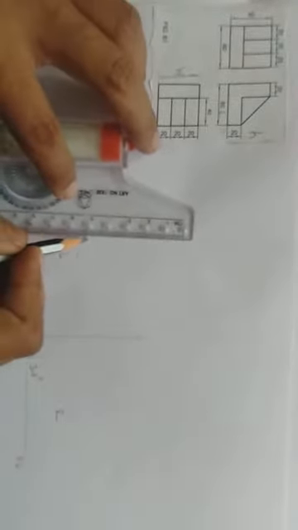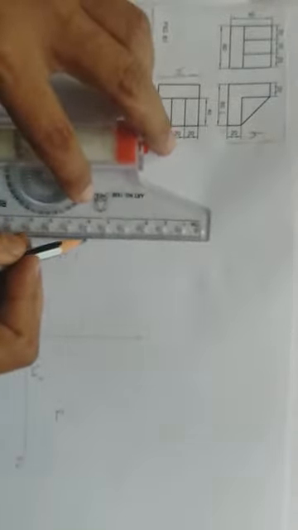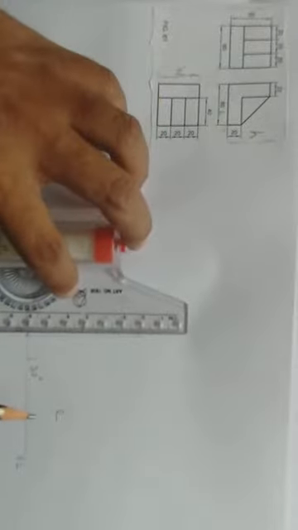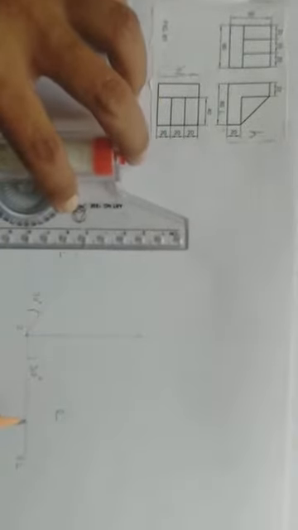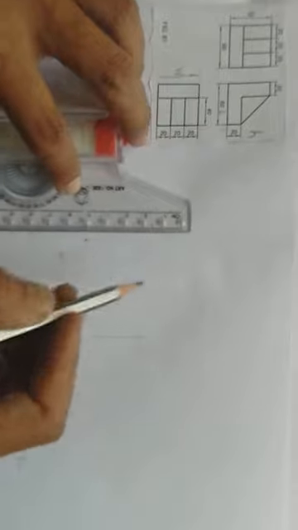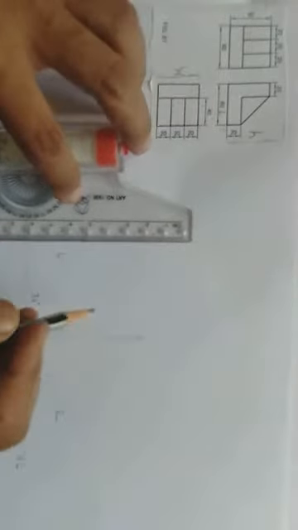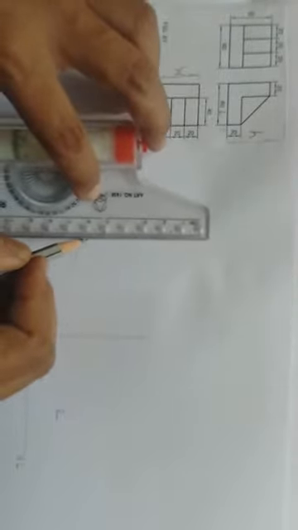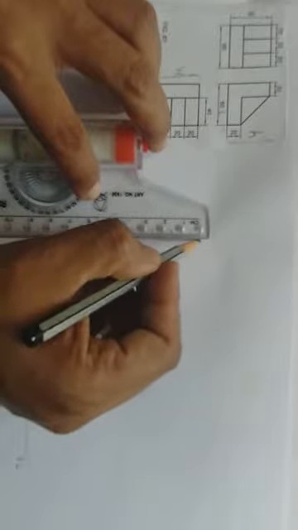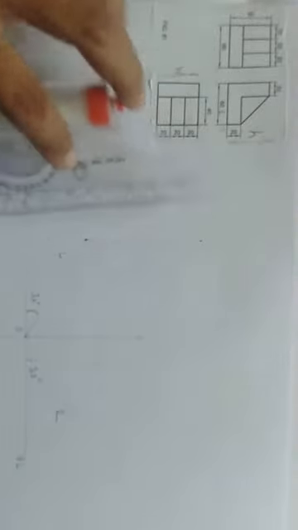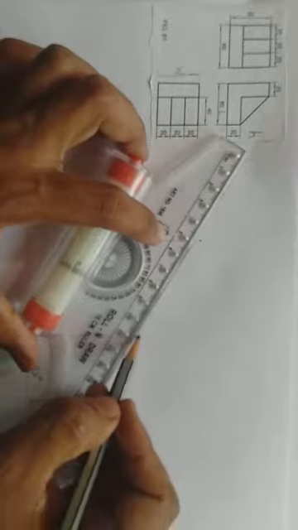Similarly, from this point, I will draw one more vertical line, and on this line I will plot one more point at a distance of 60, and I will just complete this square, which has a base length of 60 and a height of 60.